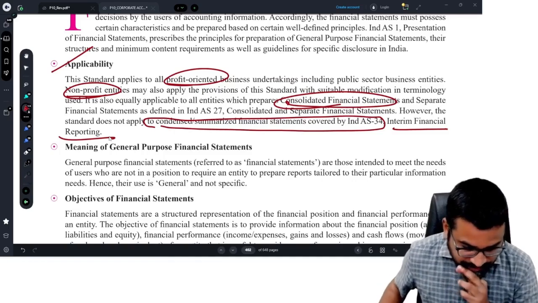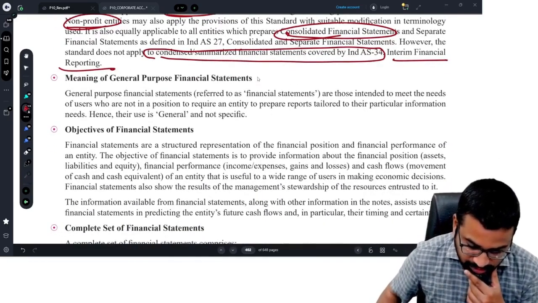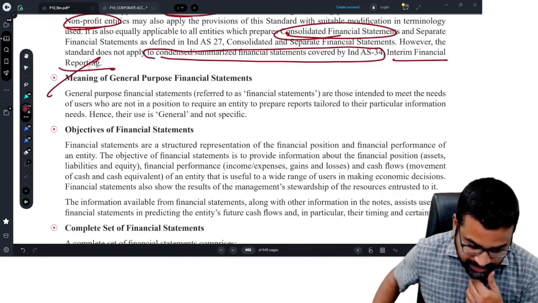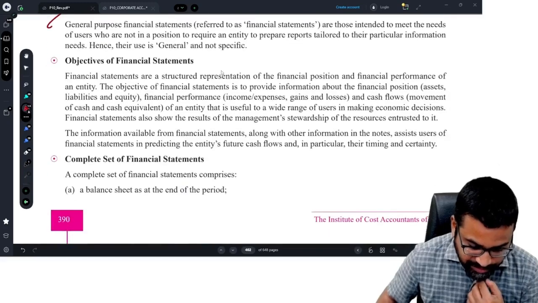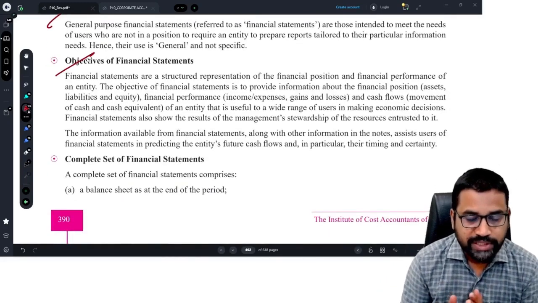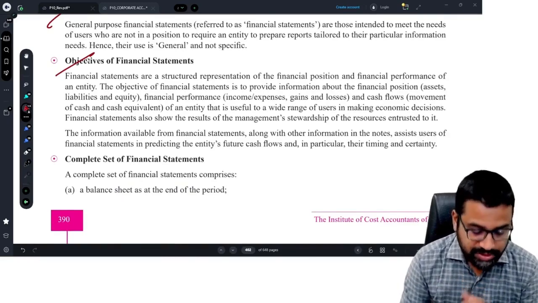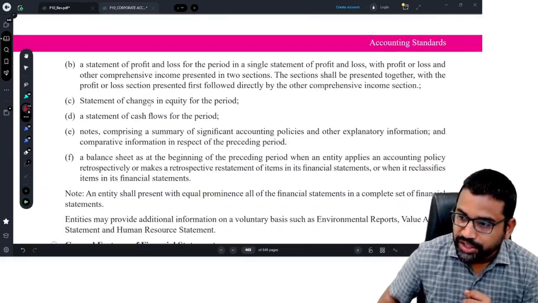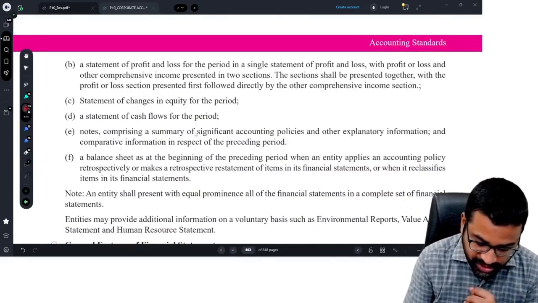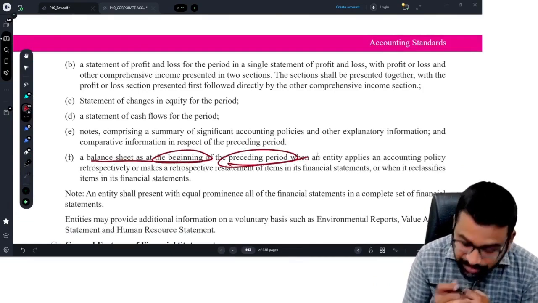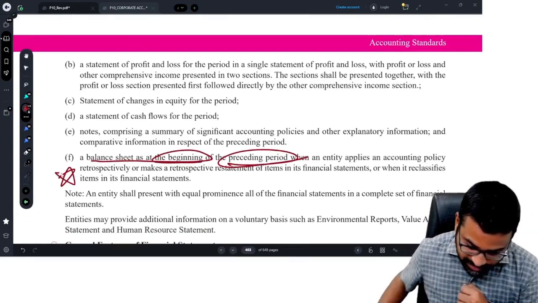So this is the first topic we discussed, and then the meaning also I discussed. General purpose financial statements, specific purpose financial statements. Objectives we discussed: financial position and financial performance to a wide range of users of financial statements. Complete set of financial statements we discussed: balance sheet, P&L, statement showing changes in equity, cash flows, notes, and the balance sheet at the beginning of the preceding period. This is very, very important, I told you.